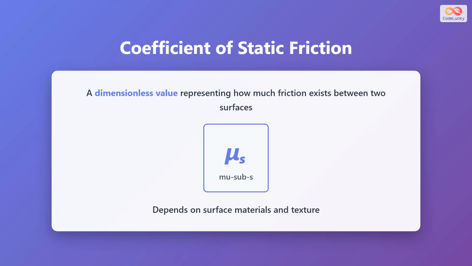The coefficient of static friction, represented by the Greek letter mu subscript s, is a dimensionless value that tells us how much friction exists between two surfaces. It has no units because it's simply a ratio. Different material combinations have different coefficients. For example, rubber on concrete has a high coefficient, while ice on ice has a very low coefficient. This value depends entirely on the surface materials and their texture.